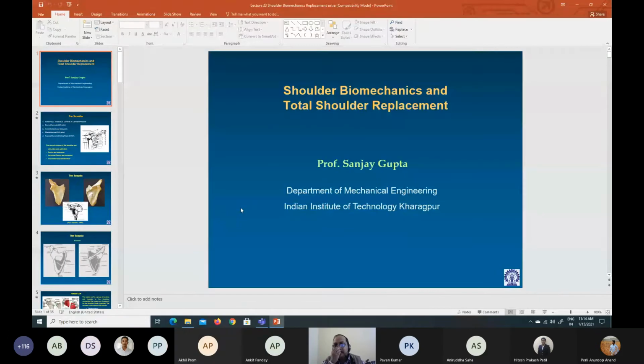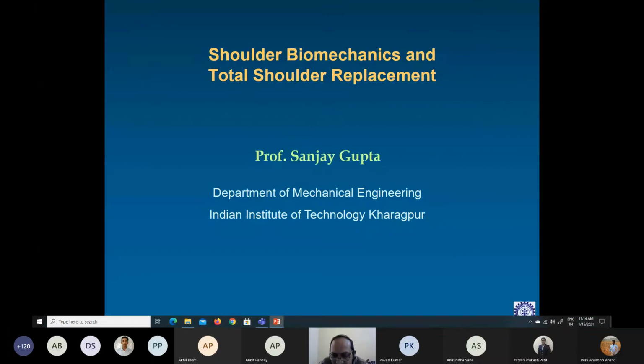Now, today's class is on shoulder biomechanics. I have a combined presentation on shoulder biomechanics and total shoulder replacement, but I will concentrate on shoulder biomechanics in this class. I will be concentrating on the details of the shoulder joint, its movement, and the muscles responsible for the joint, considering the shoulder joint, the elbow, and the thorax together.